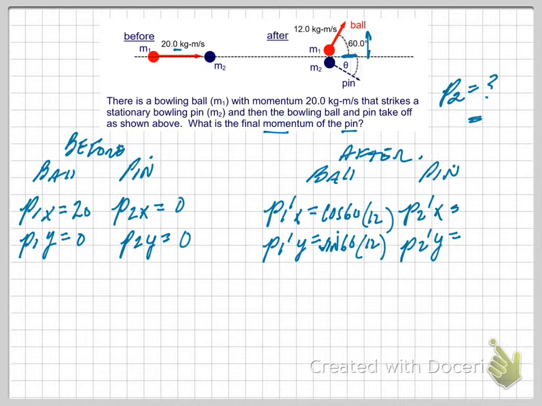Now for the pin in the x and y direction, well, we don't have the angle. We really don't have anything, so we're just going to leave that as unknown. All right, so we can resolve that cosine 60 times 12, and let's just put that number up here. That's going to be 6, and the sine of 60 times 12, that's going to be 10.4.